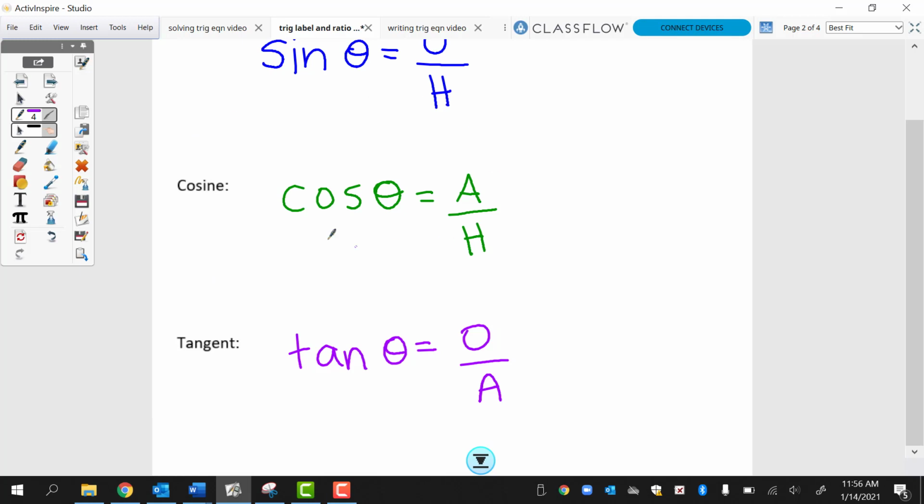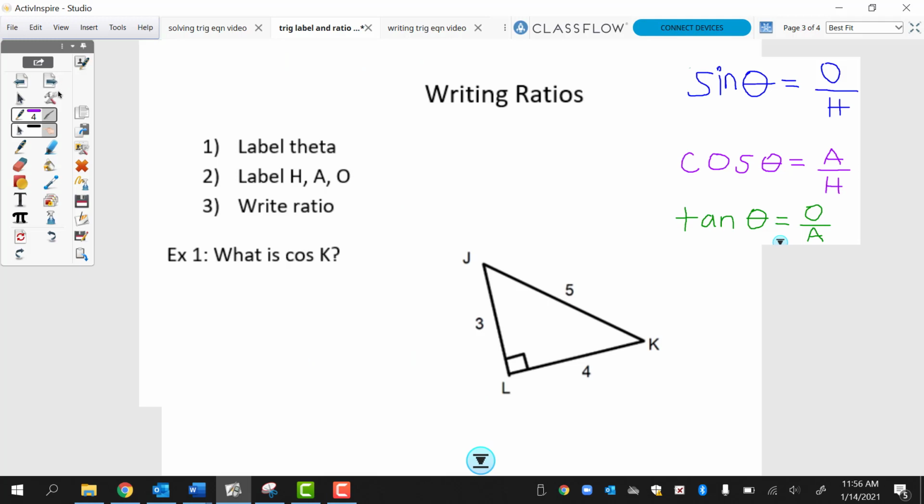So using these, here we go. How do you actually answer a question using these equations? Well, the first kind is they're going to ask you to just write the ratios. So you're going to be asked to write the fractions. To do that, the first thing you're going to do is label where theta is. And then you're going to label your sides. And then depending on which equation or which ratio they're asking for, that is how you know what you're going to write.